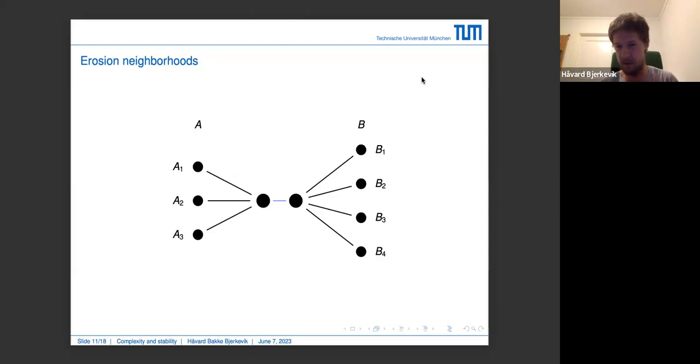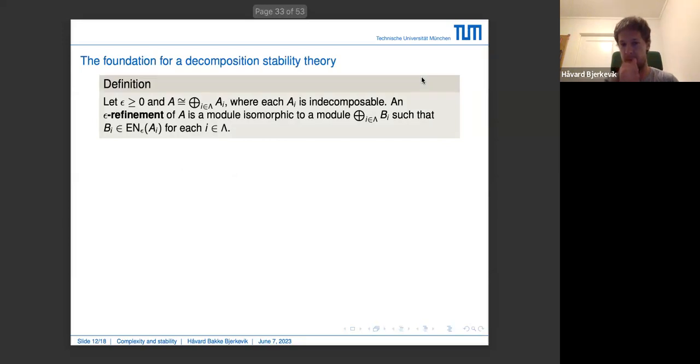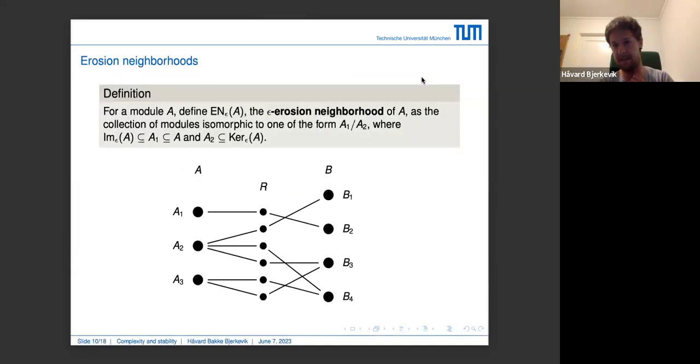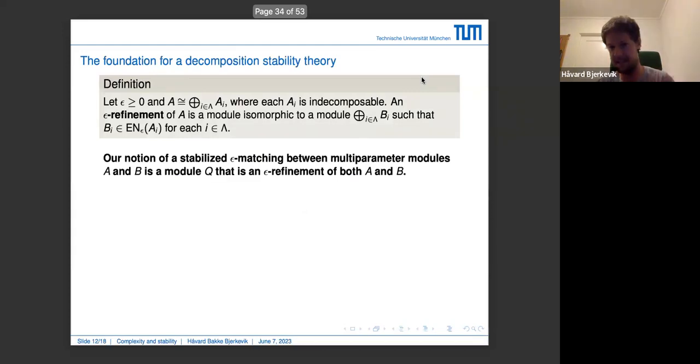So we actually don't want to work directly with this erosion neighborhood definition when we define this approximate matching. What we want is to use epsilon refinements. And this is essentially just saying that we're not allowed to pick any module in the erosion neighborhood of A. We have to look at the barcode of A and pick a module in each erosion neighborhood of each summand. And then we take the sum of that. And then we have exactly what we wanted from here, namely that you can split up some indecomposables, but it's impossible to glue them together. And this is the notion of stabilized epsilon matching that we want.